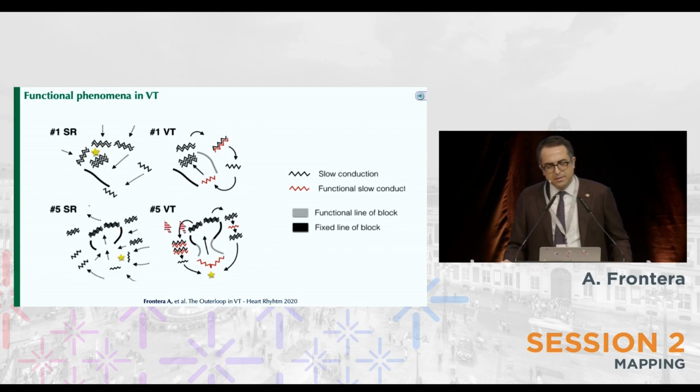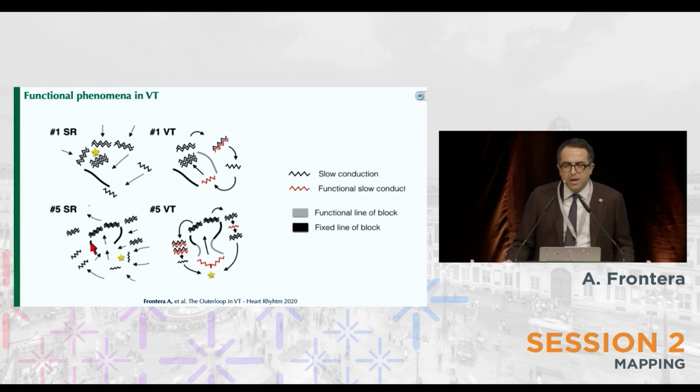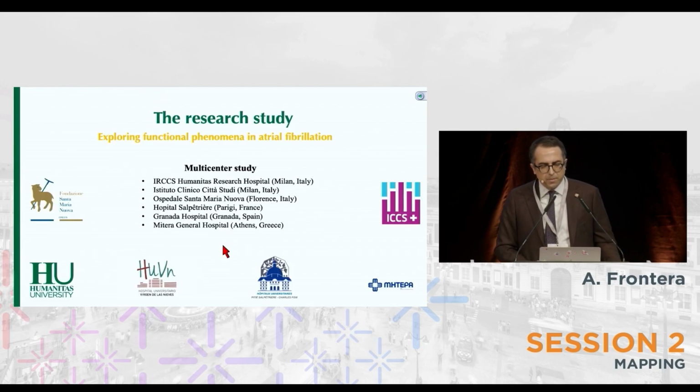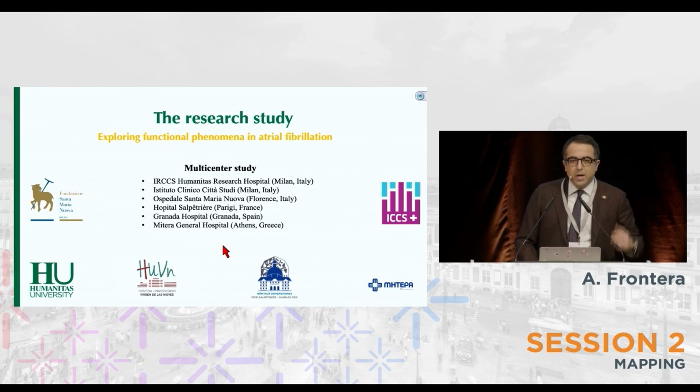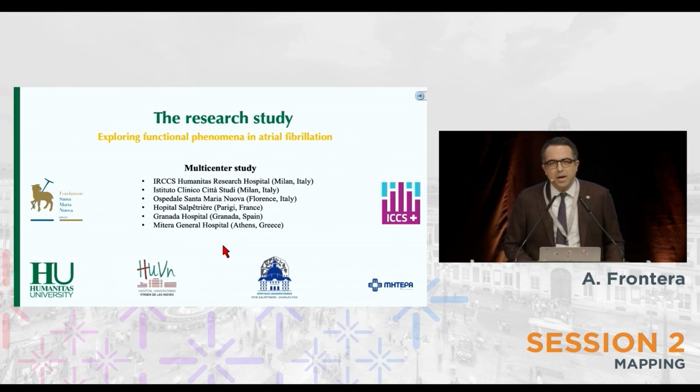And look at this. It's another patient. You see, during sinus rhythm, you have 2 lines of block, but look what happens during VT. The 2 lines of block prolong, and this prolongation is 2 functional lines of block. So we said, why don't we explore this functional phenomena in atrial fibrillation?